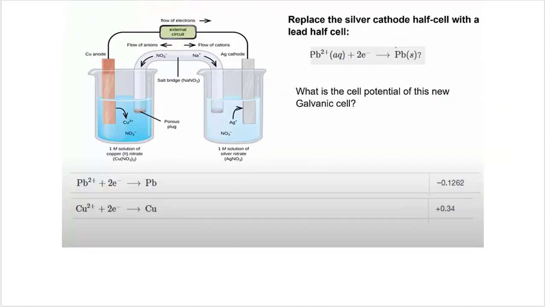This is another problem. So this is the same picture as before, but we're going to replace the silver cathode with a lead. So instead of this Ag, this is going to be Pb here. And instead of Ag plus ions, we're going to have Pb 2 plus ions. Again, remember this is our cathode.